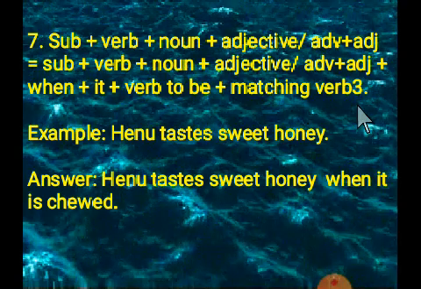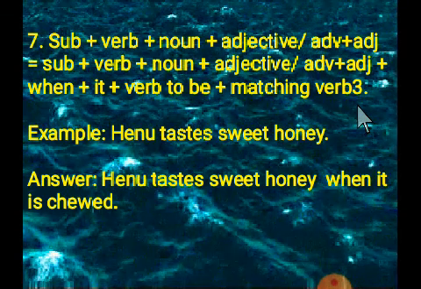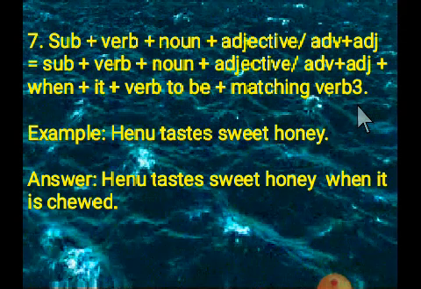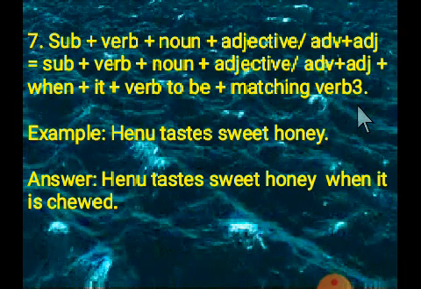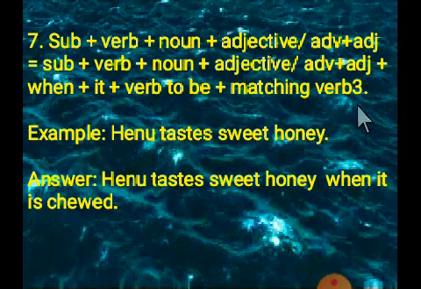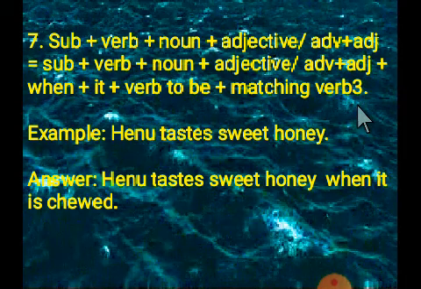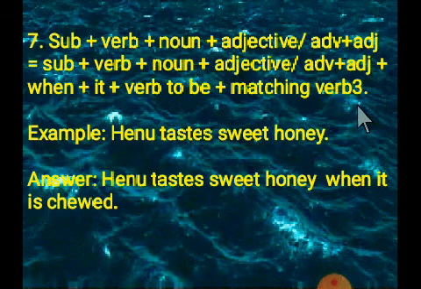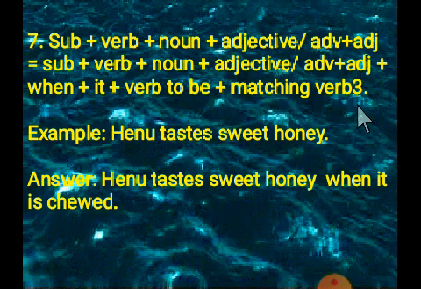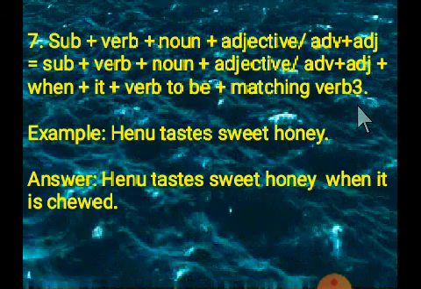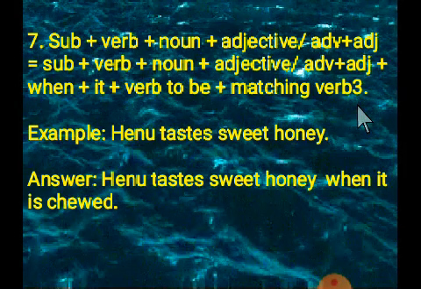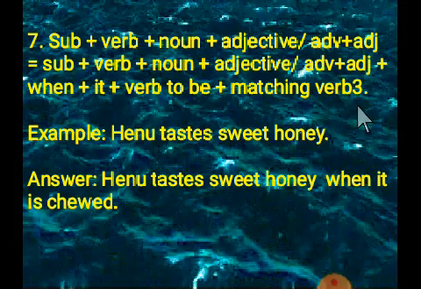Rule 7. Subject plus verb plus noun plus adjective or adverb plus adjective equal to subject plus verb plus noun plus adjective or adverb plus adjective plus when plus it plus verb to be plus matching verb 3. Example: Hanu tastes sweet honey. Hanu tastes sweet honey when it is chewed.